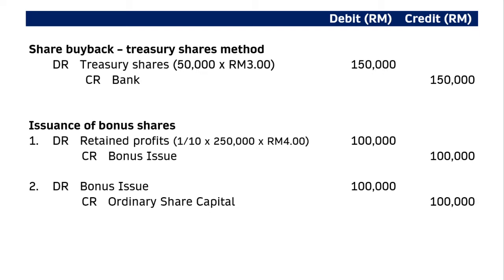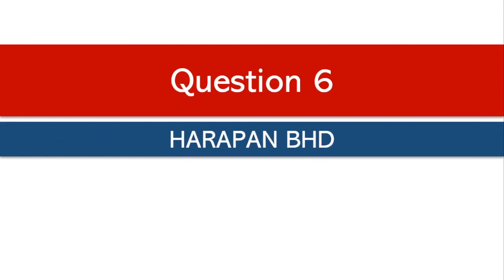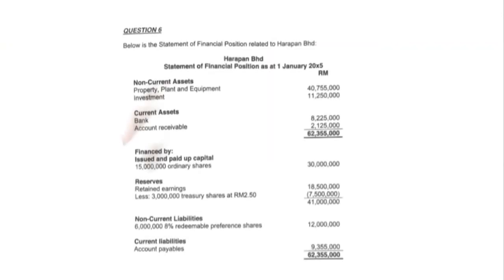So if you want to look at it again, you can rewind the video. You can start the video from the beginning, pause on the part that you think that you need to look more in detail. The next question is question 6, the case of Harapan Berhad. So let's look at the question. This is the statement of financial position as at 1st January 2005. So this one is at the beginning of the accounting period, Harapan Berhad.